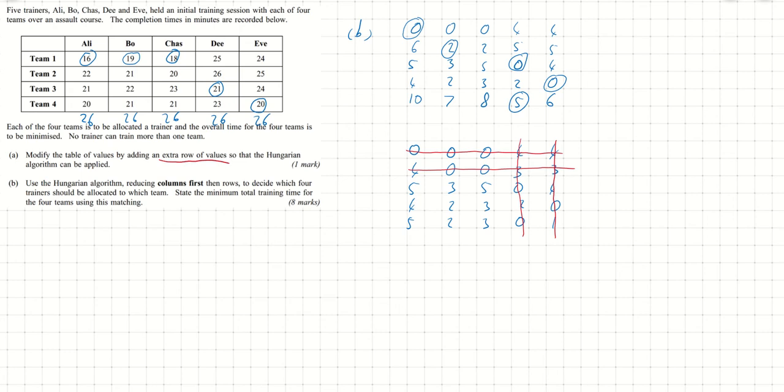So what we're going to do is modify this table by looking at the values that we haven't crossed out. So that's this box here.